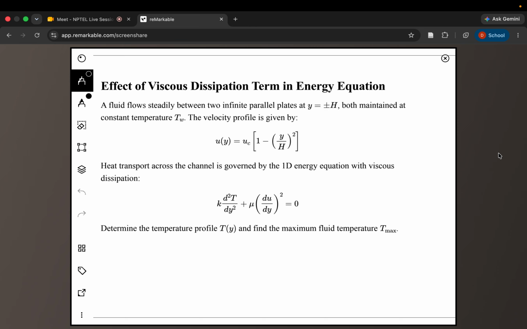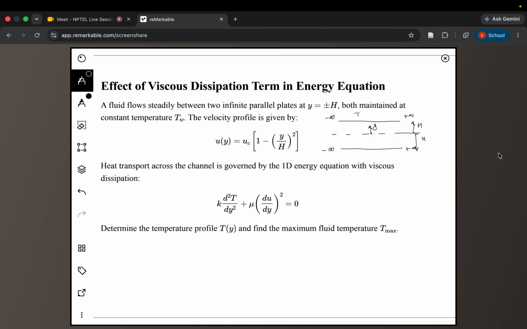So consider a flow. Fluid is flowing steadily between two infinite parallel plates. So you have two parallel plates which extend infinitely in both directions. Let's say the origin is at the midpoint and we have H, H. So this is plus H and this is minus H. This is my coordinate system.